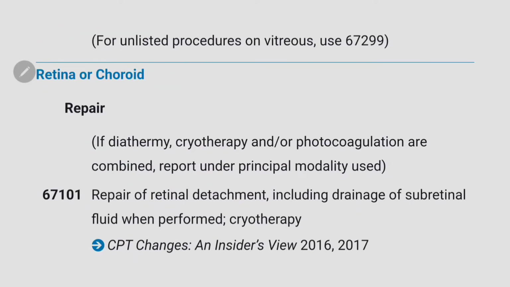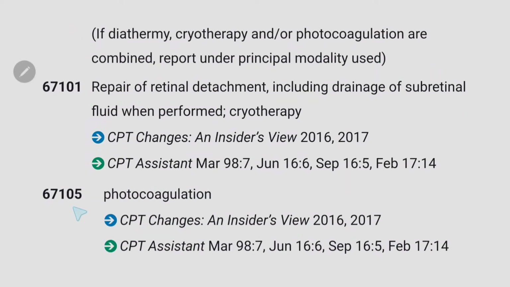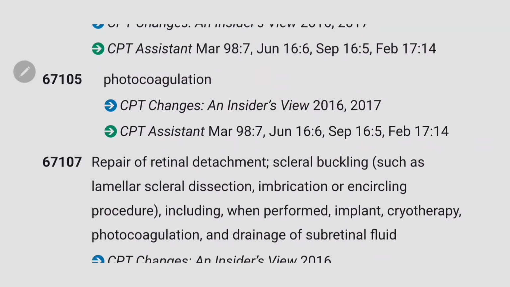Next important section is retina or choroid repair. So here 67101 is for repair of retinal detachment including drainage of subretinal fluid when performed, cryotherapy, and 67105 is the indented code that is for repair of retinal detachment, photocoagulation. Then we have the code 67107 that is for repair of retinal detachment, scleral buckling. So you have to code according to what they have mentioned in the scenario.